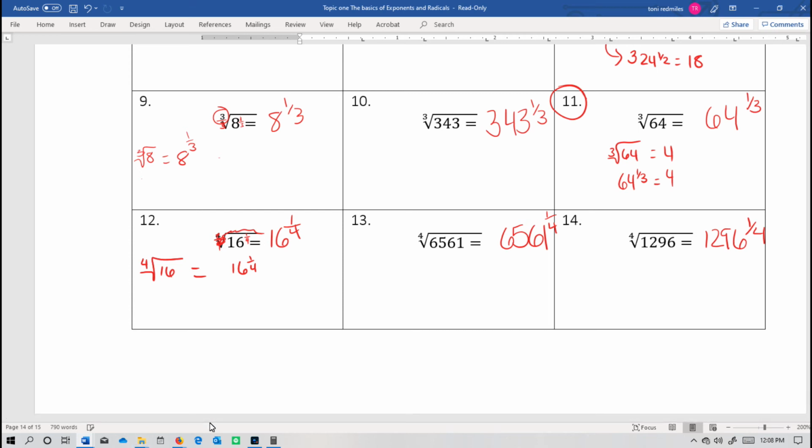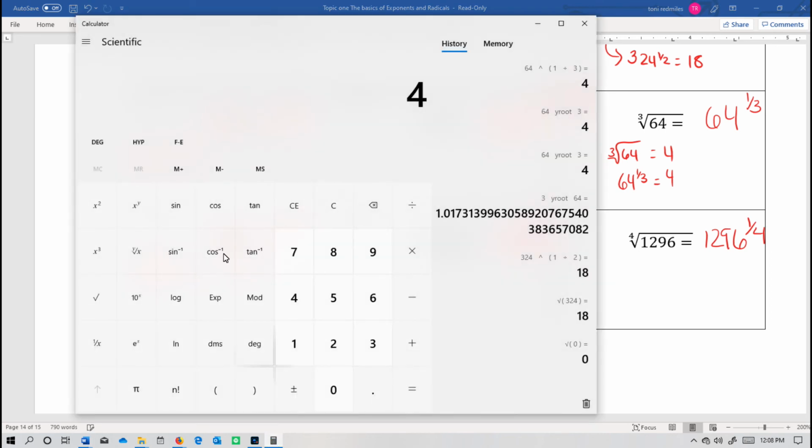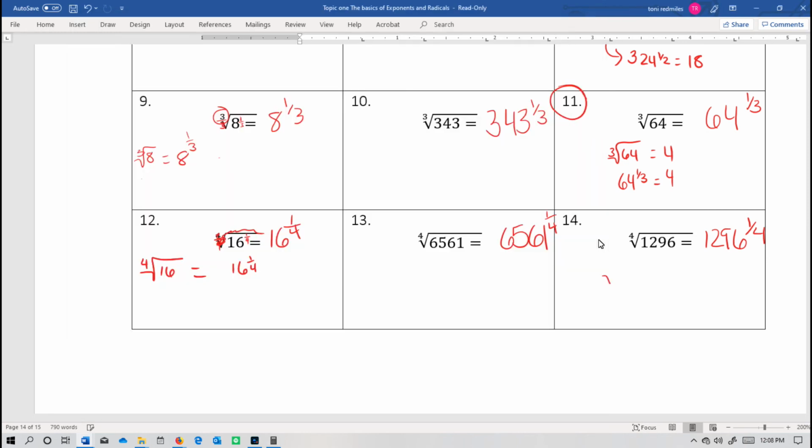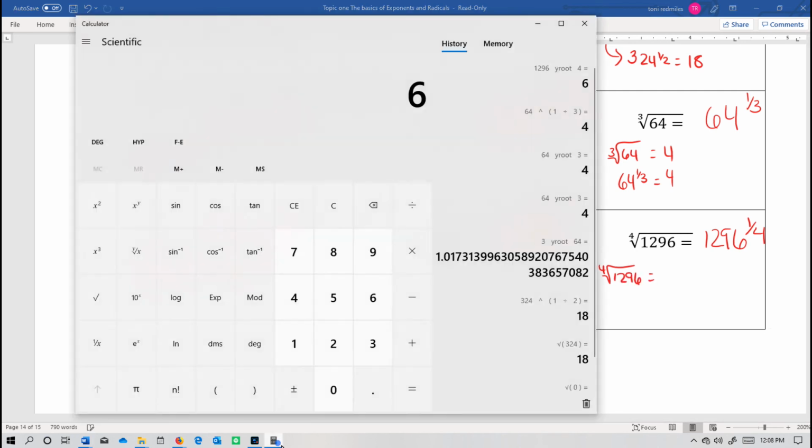Now let's do it in a calculator so you can get that contextual visual. Okay, so I go 1296, hit this button and the 4, and I get an answer of 6. So the fourth root of 1296 is, what was that answer, 6? Yes.